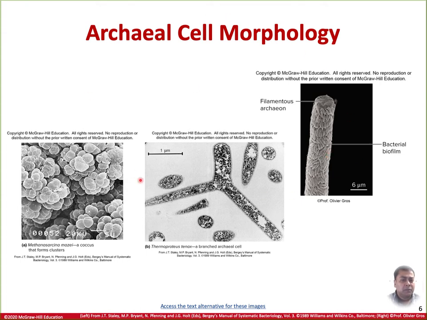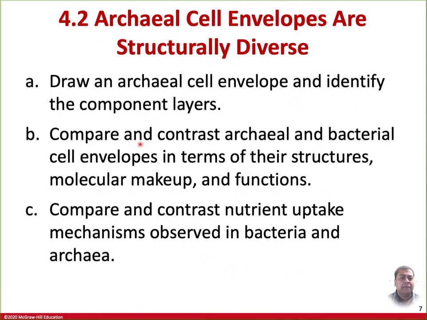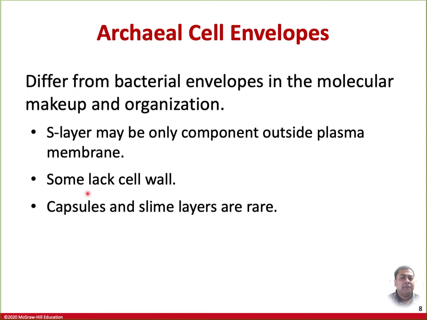These are some of the structures, and if you look at this overview, it may look pretty much like the coccus, like the bacterial structure, but they are actually different. So let's take a look at the archaeal cell envelope. It differs from the bacterial envelope in molecular makeup and organization. The S layer may be the only component outside the plasma membrane. The most important part is that they do not have any peptidoglycan layer like the bacterial cell wall. Some of them lack a cell wall completely, just having a plasma membrane and maybe an outer membrane, and that's all they have, no cell wall at all.